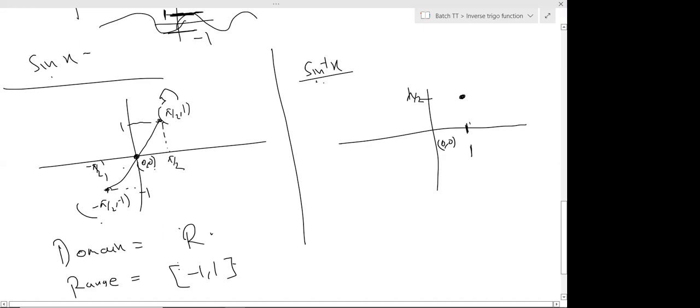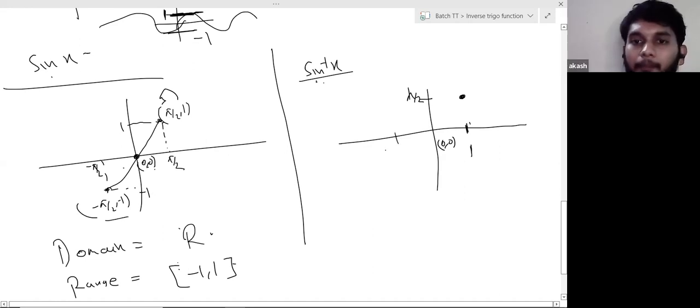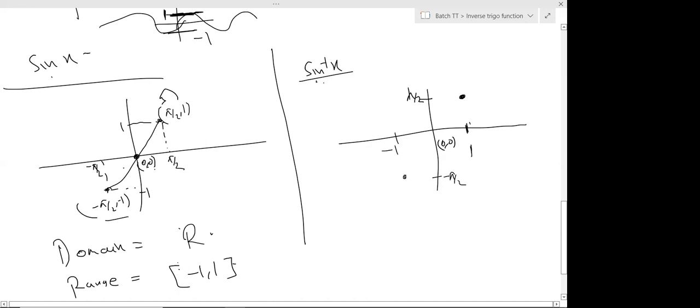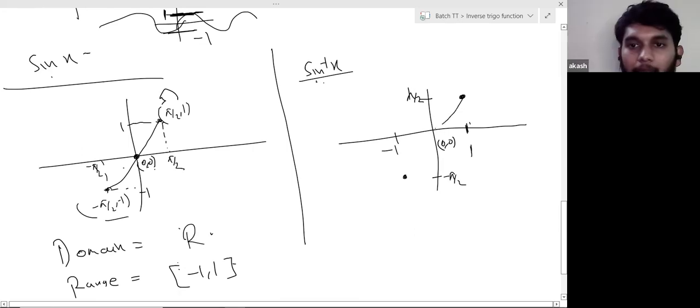And we have another point, minus pi by 2, -1. That means -1, minus pi by 2. Now we can just join this graph, and this is the graph of sine inverse x.